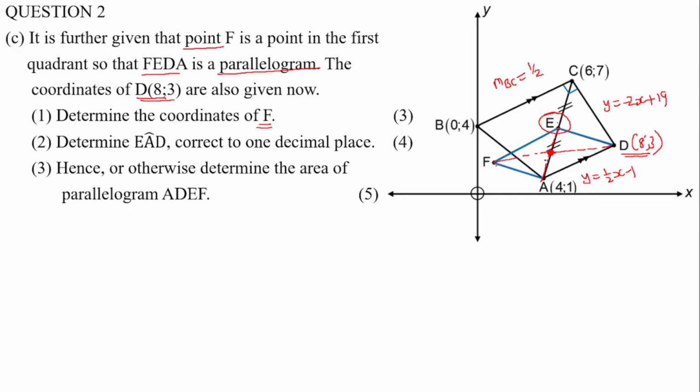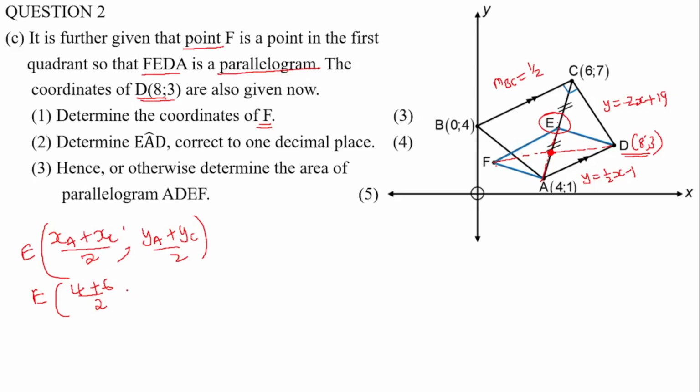Let's start by finding the coordinates of E, the midpoint of AC. So we're saying x at A plus x at C over 2, these are the coordinates of E, and then y at A plus y at C divided by 2. So it's going to be E: 4 plus 6 divided by 2, and then 1 plus 7 divided by 2. And then what do we get? We'll get that E is (5, 4). These are the coordinates of E.